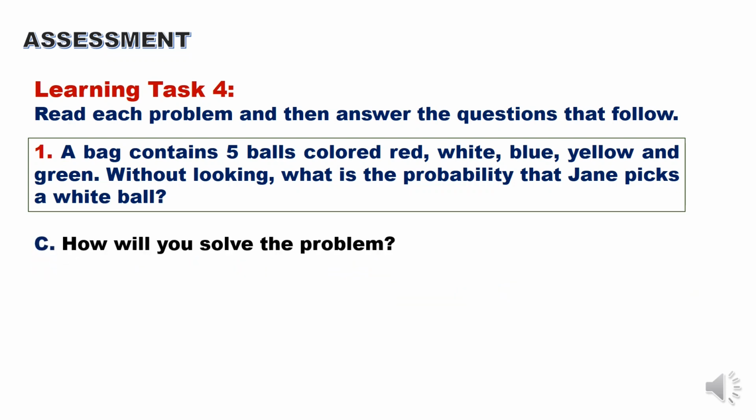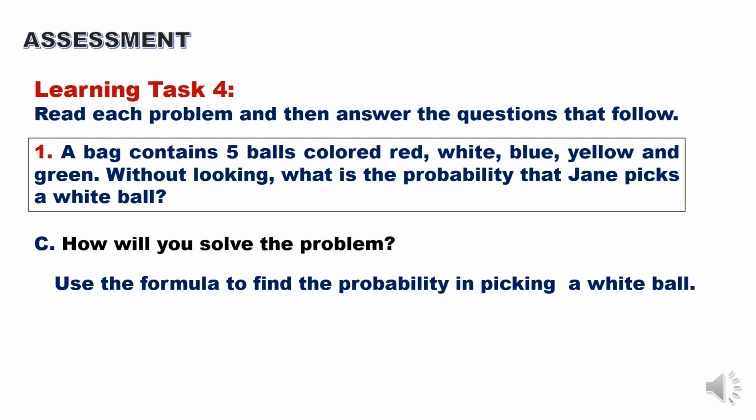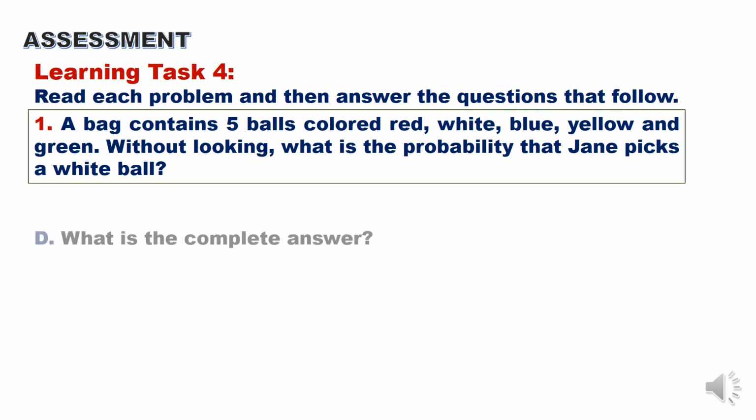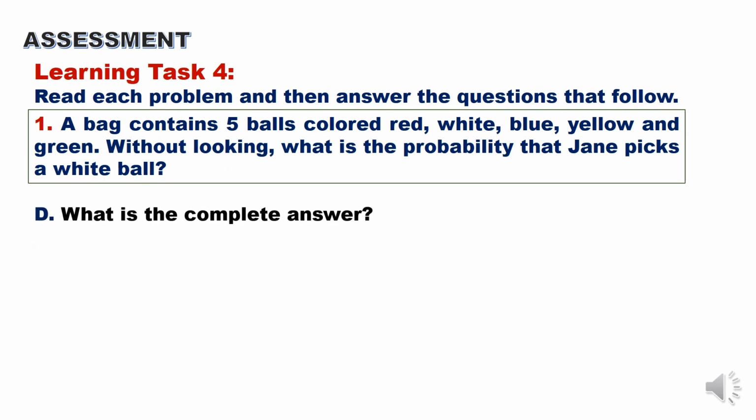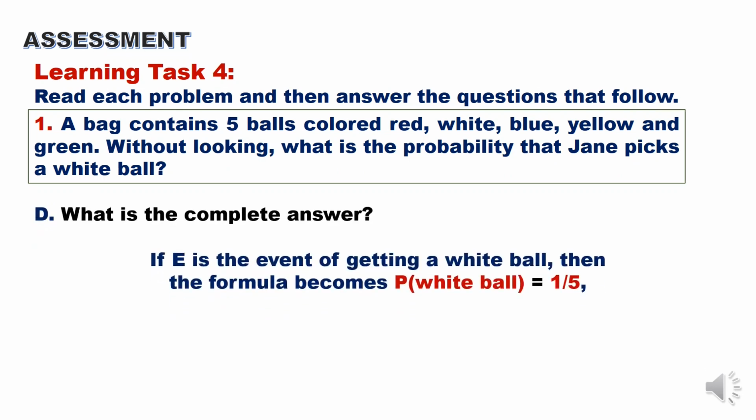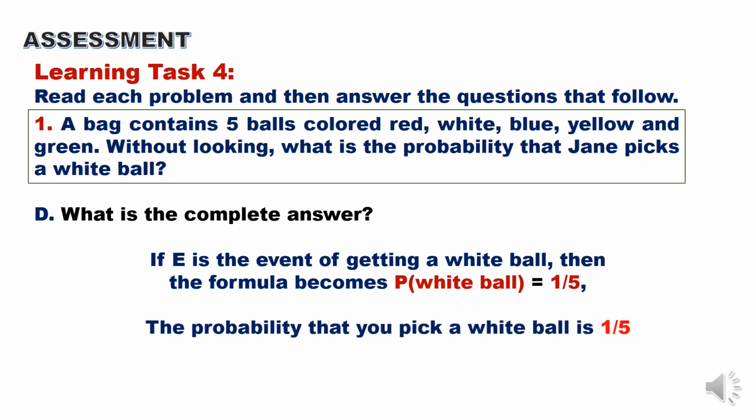How will you solve the problem? Use the formula to find the probability in picking a white ball. What is the complete answer? If E is the event of getting a white ball, then the formula becomes P white ball equals 1/5. The probability that you pick a white ball is 1/5.